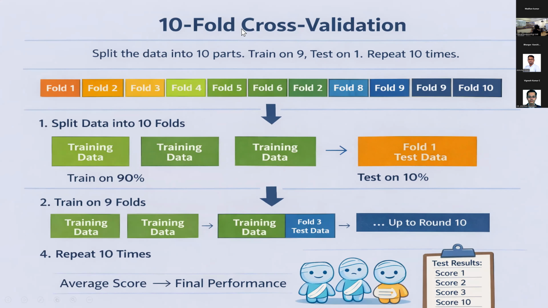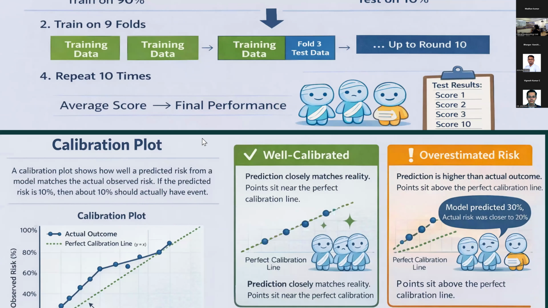So how they calibrated it, they did a 10-fold cross validation. What is a 10-fold cross validation? There is a data set. It is split into 10 parts. The model trains on 9 parts and learns from them, and it is tested on the remaining one part. In this 10-fold cross validation, each fold is tested based on training on the data from the other 9 folds, and an average score is looked at for the final performance. They did this 10-fold cross validation for this calibration plot.